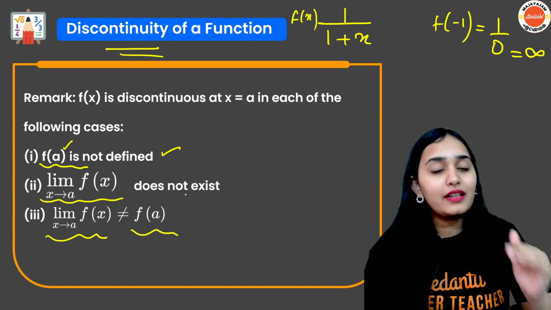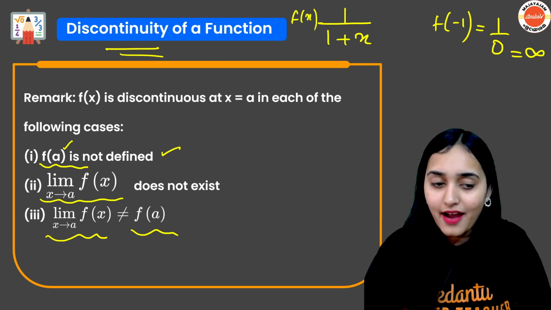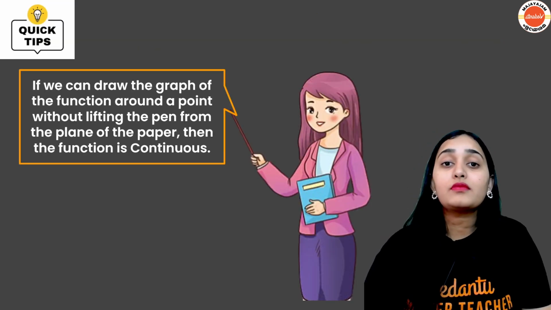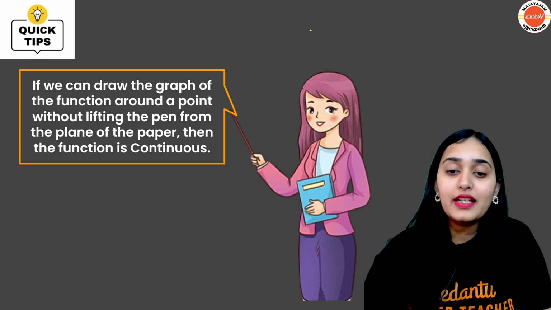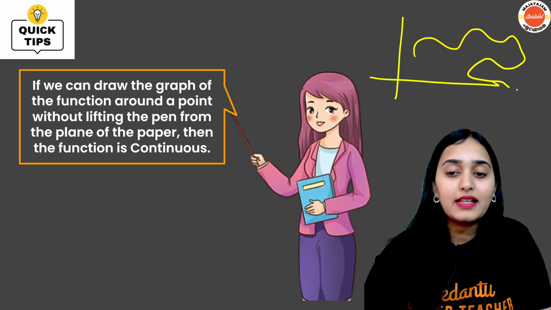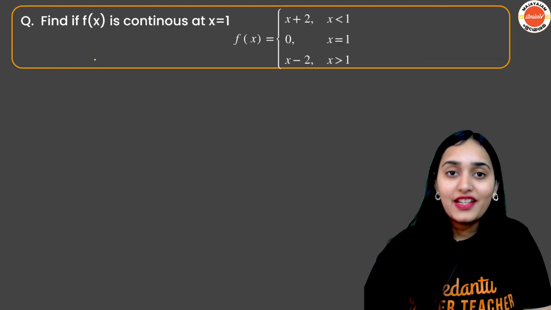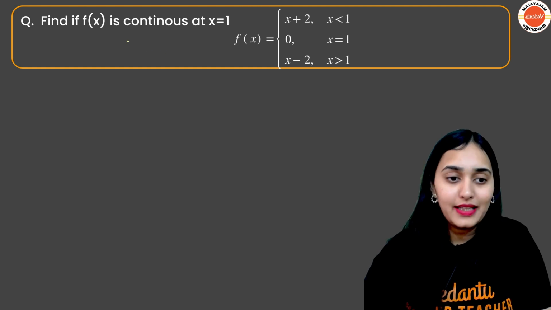If any of the three conditions are there, then we call it a discontinuous graph. Okay, so remember that. What is a continuous graph? If we are drawing a graph without lifting our pen continuously, then it is a continuous graph. Okay, now question for you. This type of question comes in the exam.